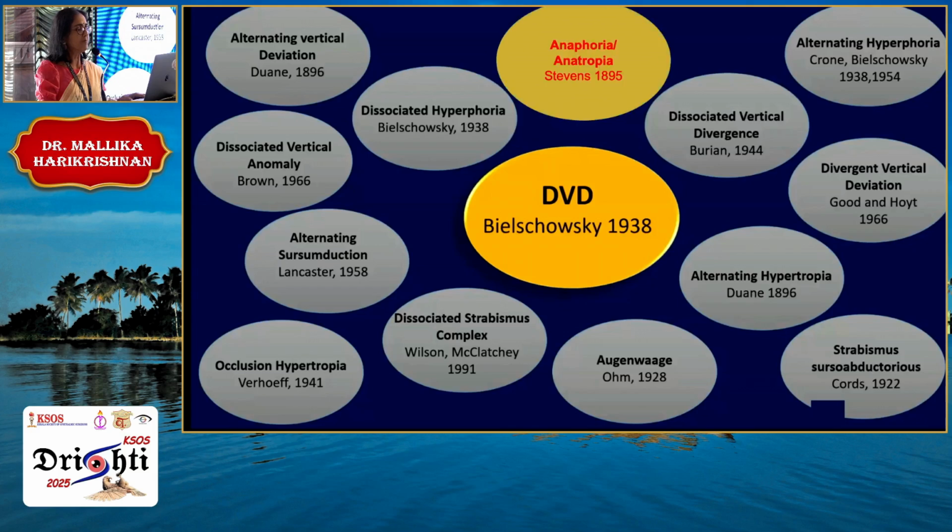This was first described by Stevenson in 1895. He called it anaphoria or anatropia. But it was Bielschowsky in 1938 who gave a comprehensive description of this condition, and he coined the name DVD.